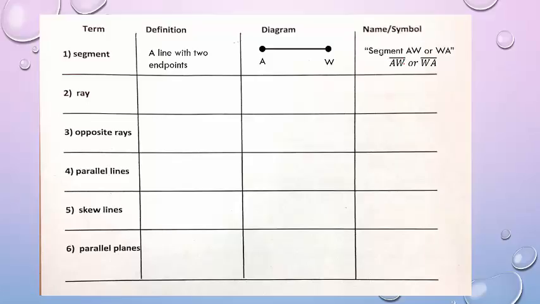So we would use this symbol. We draw a miniature segment. Notice there's no arrows on top, and then you name the endpoints. So this would be segment AW or segment WA. Either one is correct.